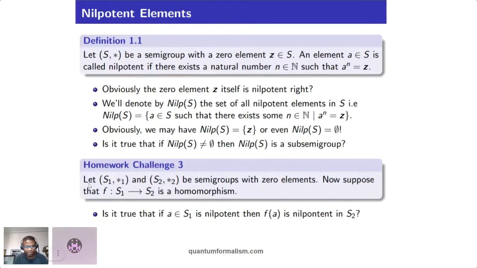You will be going through the slides. Okay, so this challenge is: given S1 with operation star 1 and S2 with operation star 2, semigroups with zero elements, if we have a homomorphism from S1 to S2, the question is, is it true that if an element a in S1 is nilpotent, then the image of that element is also nilpotent in the semigroup S2? Is it necessarily true?